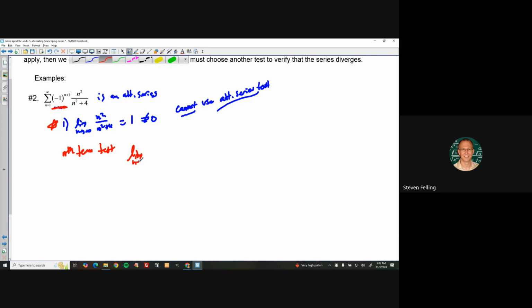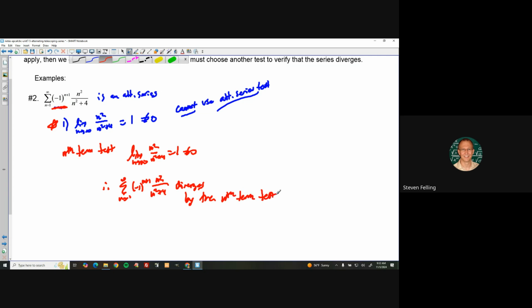Since the limit as n approaches infinity of n squared over n squared plus 2 is 1 and is therefore not 0, you can say that this series, n equals 1 to infinity of negative 1 to the n plus 1 times n squared over n squared plus 2, diverges by the nth term test.